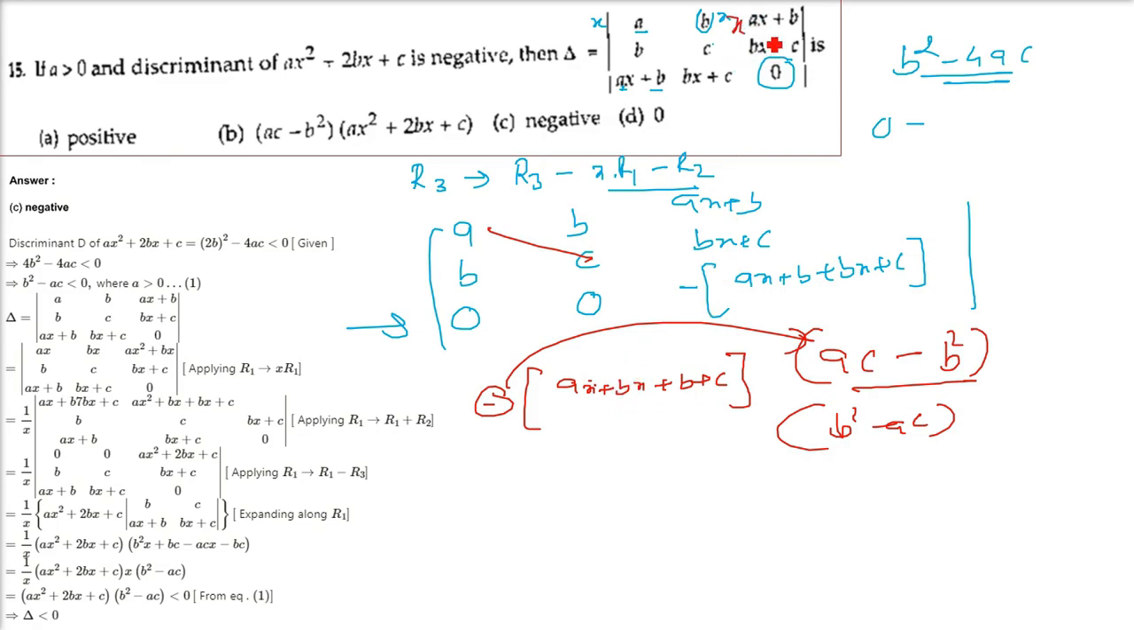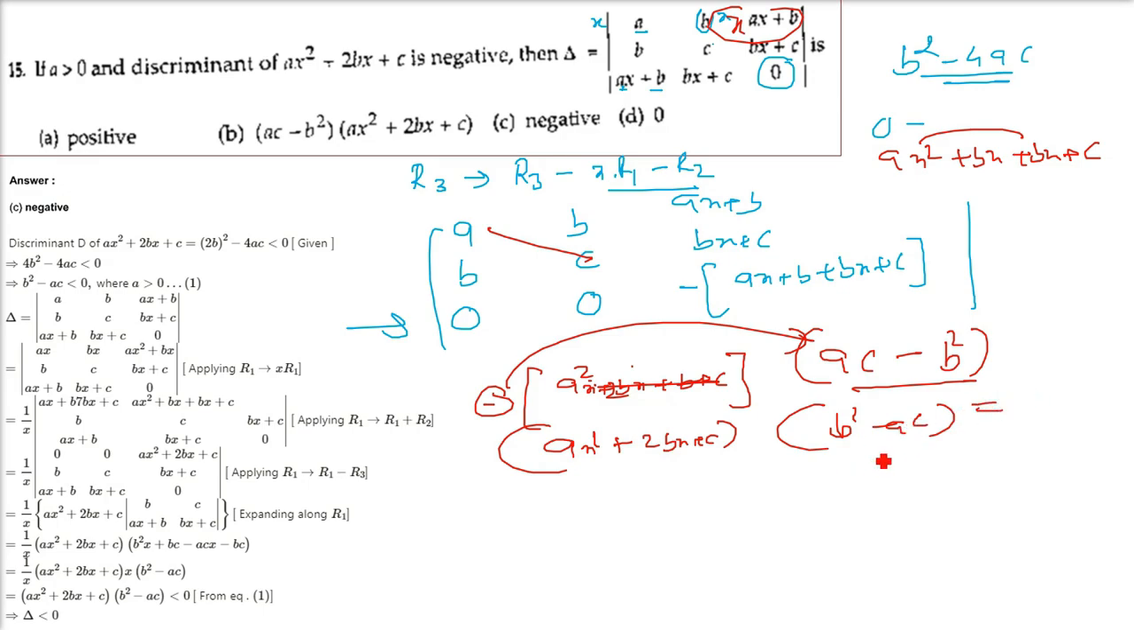This ac minus b square was there. We took the negative inside. So b square minus ac is always less than 0, as we discussed earlier, since a is greater than 0. So this whole expression will always be less than 0, since ax square plus 2bx plus c will always be positive, and b square minus ac is always negative. So the whole result will always be negative. I hope you got the idea.